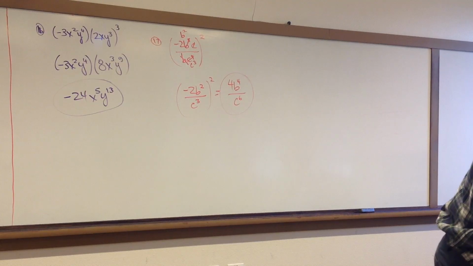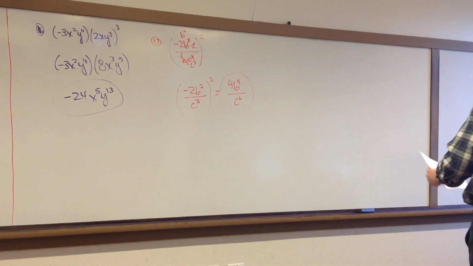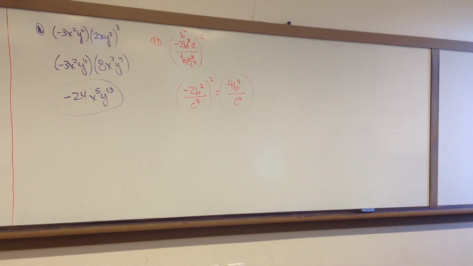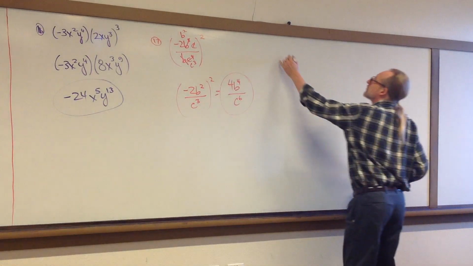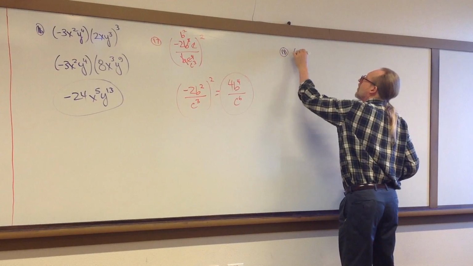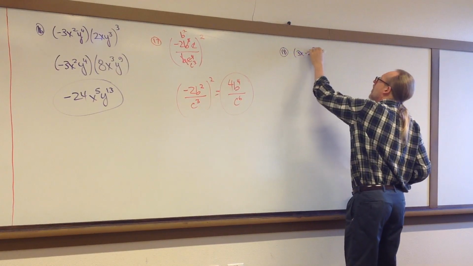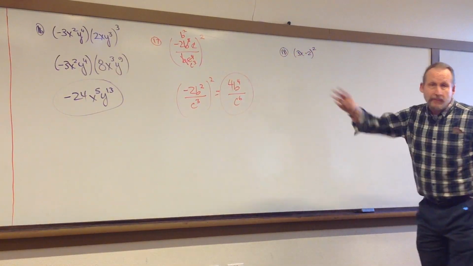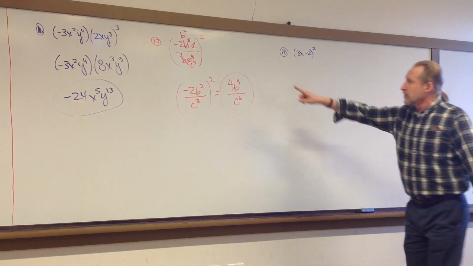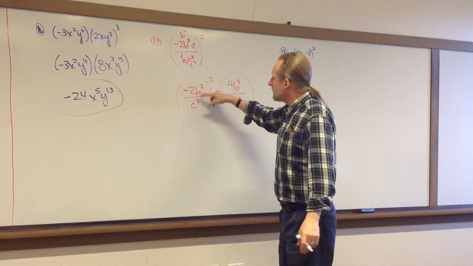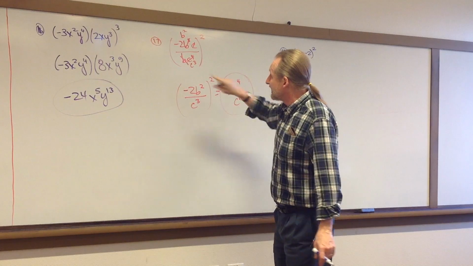Okay, so now we're into the polynomial problems. Problem number 18 is (3x - 2) squared. One thing I want to mention is that in this problem, notice that we just raised everything that was in the parentheses to this power.